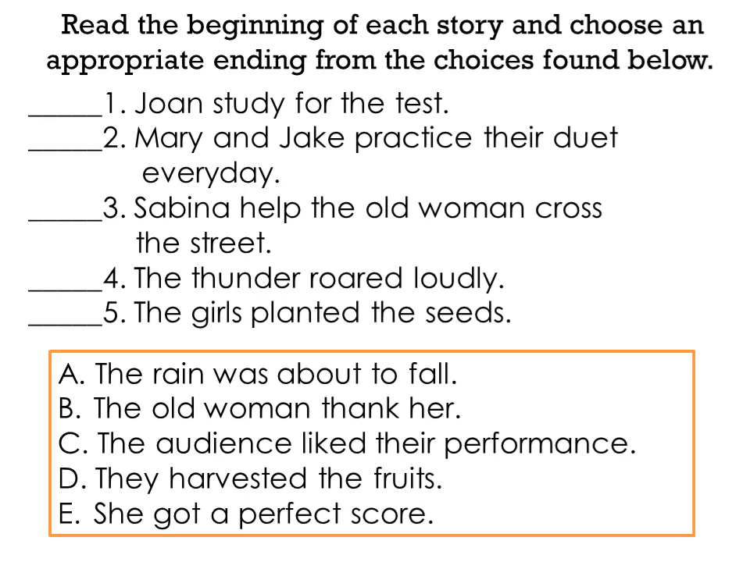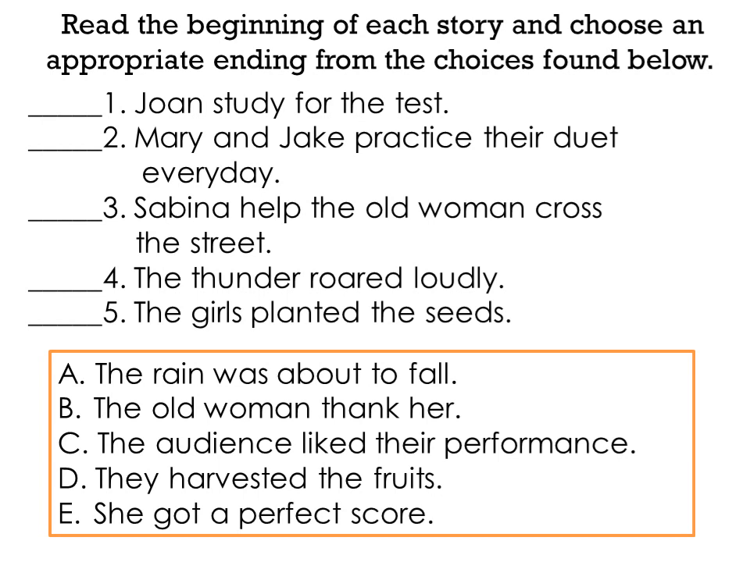Number 5, the girls planted the seeds. So what do you think will be the ending? Is it letter A, the rain was about to fall? B, the old woman thanked her. C, the audience liked their performance. D, they harvested the fruits. Or letter E, she got a perfect score. So if you're not yet done, click the pause button. And if you're done, click the play button to know if your answer is correct.